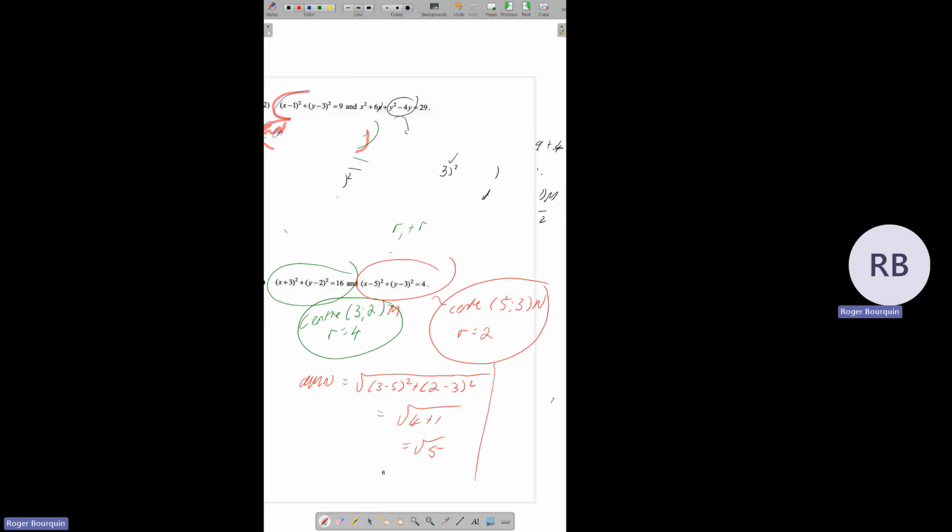Okay, but the sum of the radiuses, center is (3, 2), radius is 4, center is (5, 3). I haven't made a mistake here. Center here was minus 3, 2. Something felt wrong. The center there, sorry, was (-3, 2), and the radius was 4. So this is going to be minus 3 minus 5 squared, which is the square root of minus 8 squared, which is 64, plus 1 squared, which is 1, which is equal to root 65. So the distance between M and N is equal to root 65.